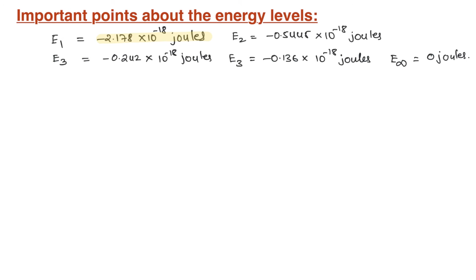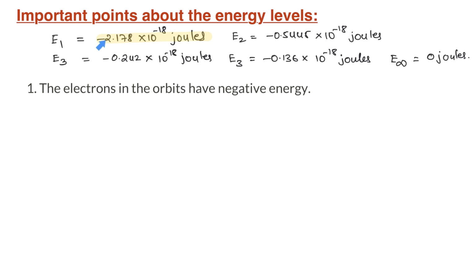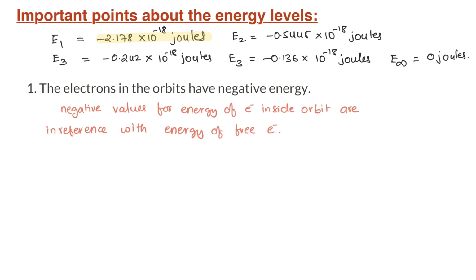There are three important points to note here. 1. The electrons in the orbits have negative energy. What does that really mean? The energies of electrons in an orbit are assigned values in reference to the energy of a free electron. As we have calculated earlier, a free electron, that is an electron not bound to a nucleus, has energy equivalent to 0 joules or 0 electron volts.